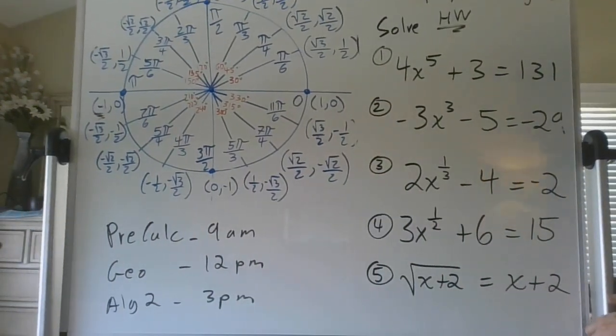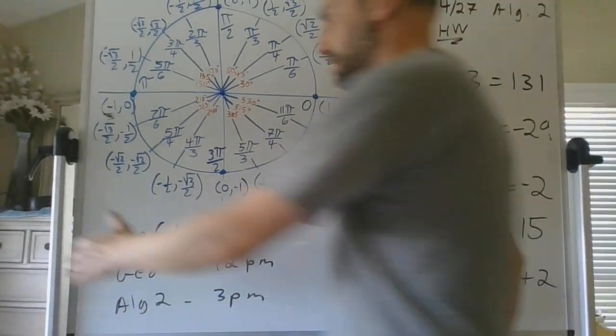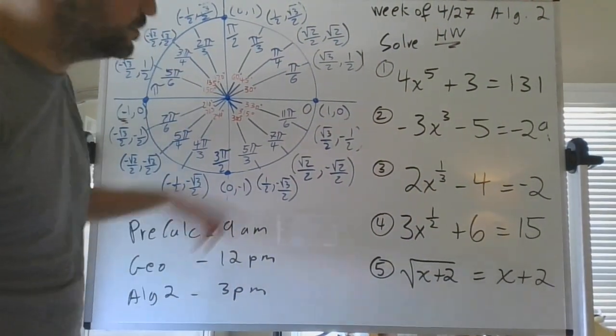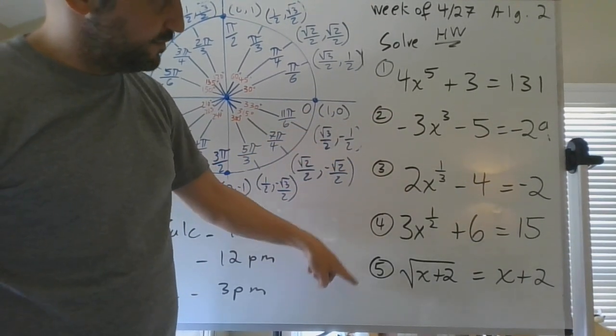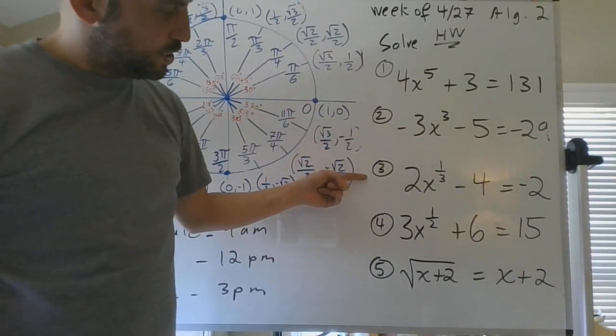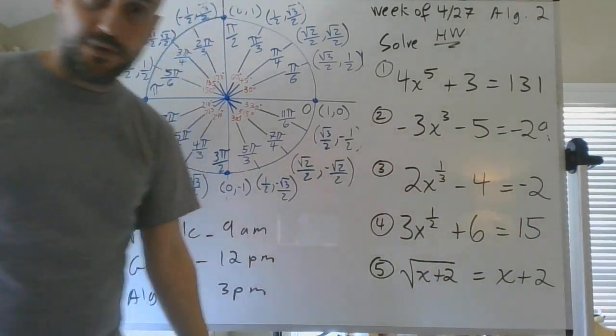It's okay. All right. So here are the homework problems for the week of 4/27 for Algebra 2. Problem number 1, 2, 3, 4, 5. 1 and 2 were from the first video. 3, 4, and 5 were from this video. All right. Good luck, guys.